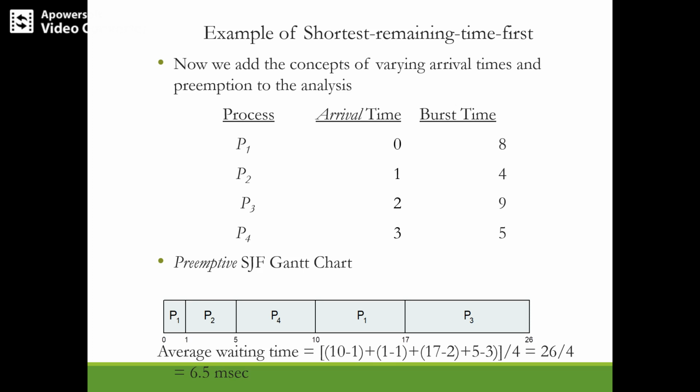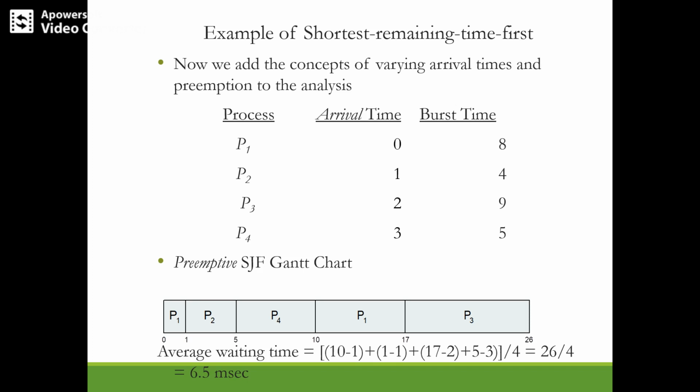Here, how we calculate the waiting time is based on the arrival time too. So the waiting time of process P1 is 0, and the arrival time is... see, the waiting time of P1 is not 0. You can observe that P1 arrives at 0, but it comes again at 10 milliseconds.